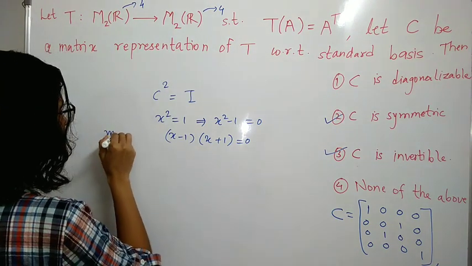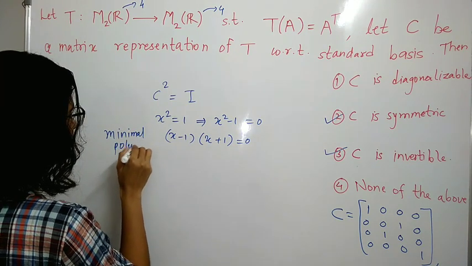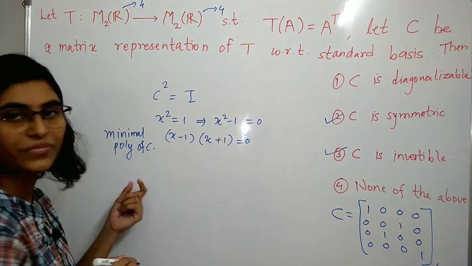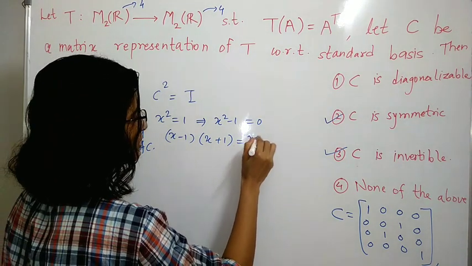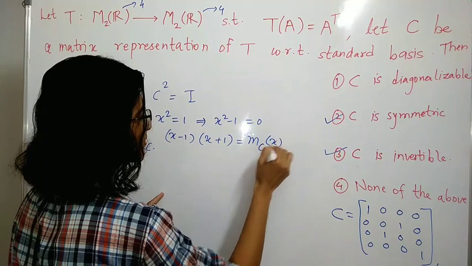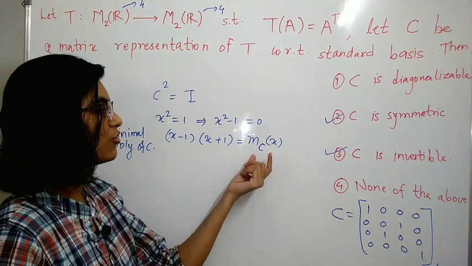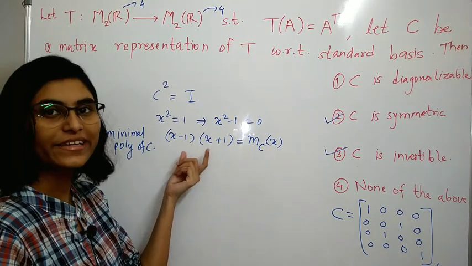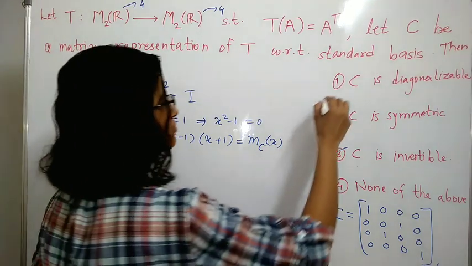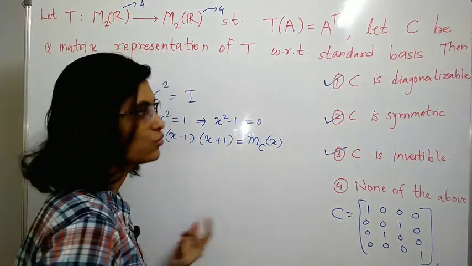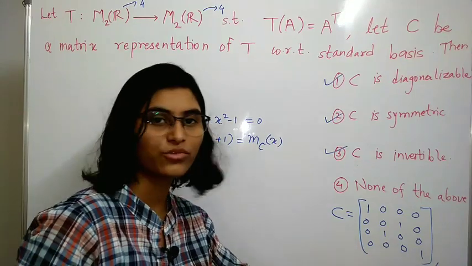Now this is the minimal polynomial for the matrix C. Let me write it as mC(x), the minimal polynomial of C. The minimal polynomial of C splits into distinct linear factors, and hence C is diagonalizable. Therefore this first option is also true. Just note that there is nothing special about this 4 by 4 permutation matrix.